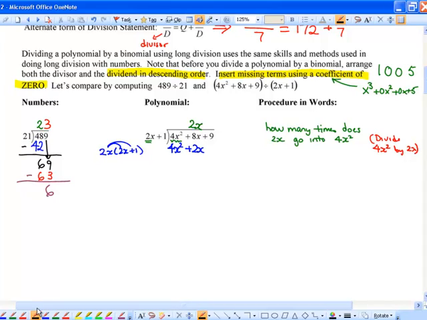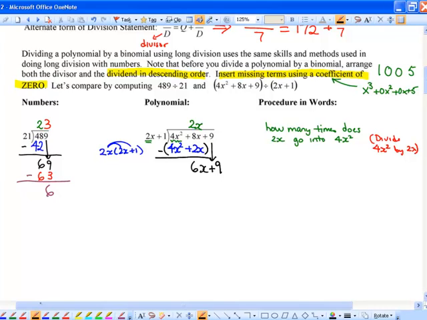And now what do we do next? We subtract. 4x squared, take away 4x squared is 0. Now be careful here, the minus is to both things, so it's 8x minus positive 2x, and that would be 6x, right on. Okay. So there's 2 terms here, so we need to bring down the 9 as well, so 6x plus 9.